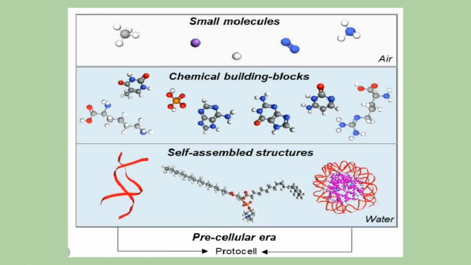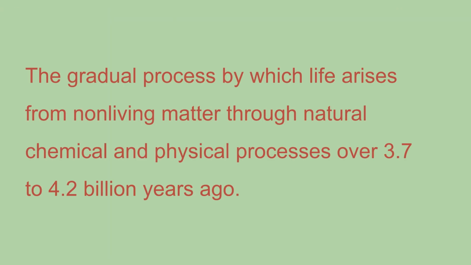The process shows small molecules in the air, leading to chemical building blocks and self-assembled structures in water, marking the pre-cellular era and the emergence of protocells. Abiogenesis is the gradual process by which life arose from non-living matter through natural chemical and physical processes over 3.7 to 4.2 billion years ago.